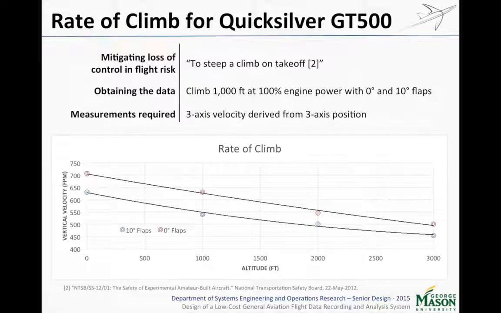The first one we have here is our rate of climb graph. For the rate of climb graph, we realized that we needed to have 3-axis velocity, 3-axis position, and that we would hope to mitigate the risk of too steep of a climb on takeoff, the loss of control risk of too steep of a climb on takeoff.